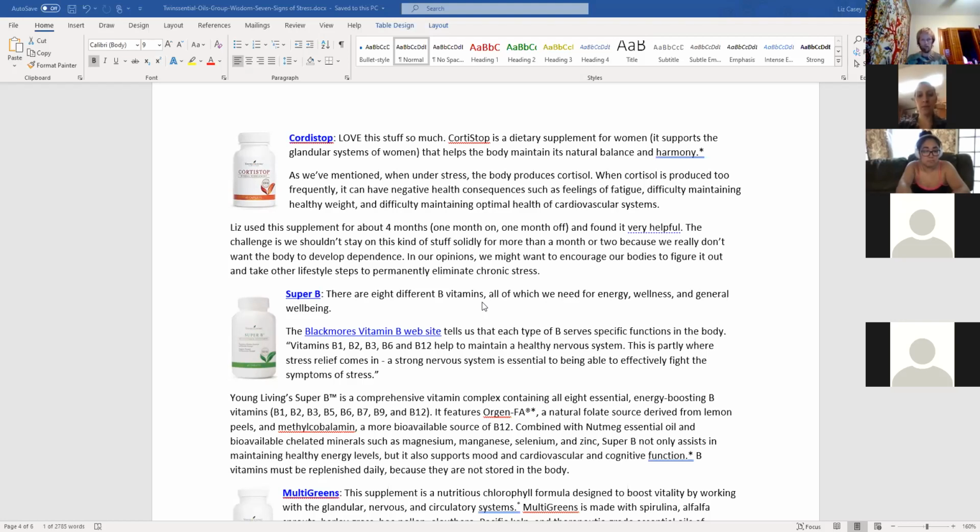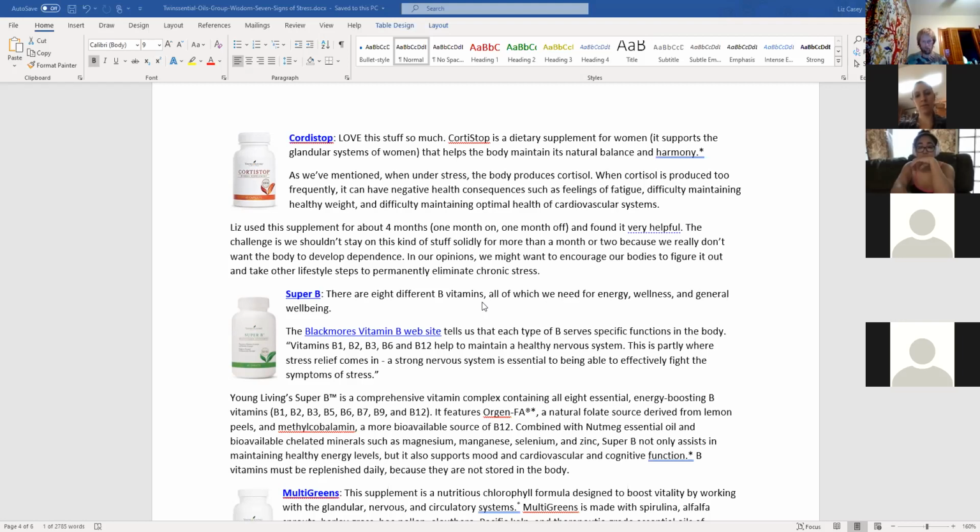Young Living Super B is a comprehensive vitamin complex. It contains all eight essential energy-boosting B vitamins, and it features organofa, I do not know if that's how you pronounce that, but I'm giving it a shot. It's a natural folate source derived from lemon peels, and methylcobalamin, I murdered that, but it's a more bioavailable source of B12.